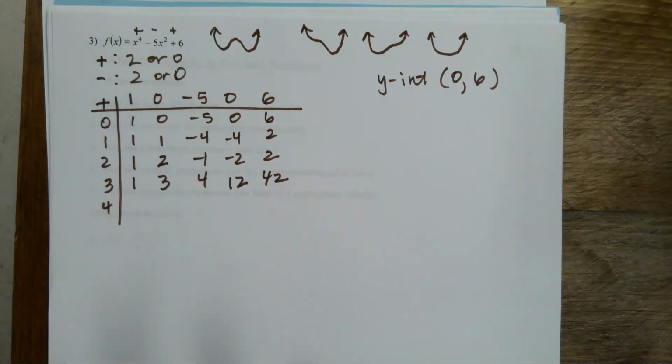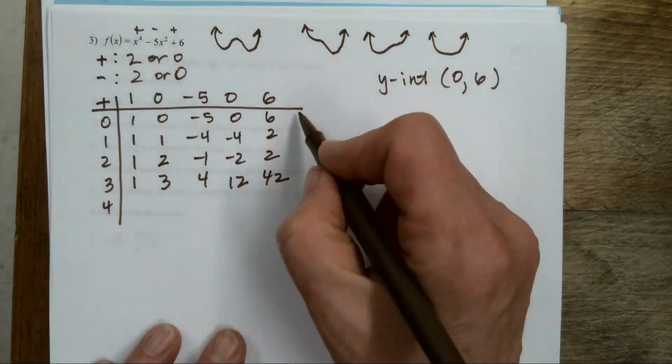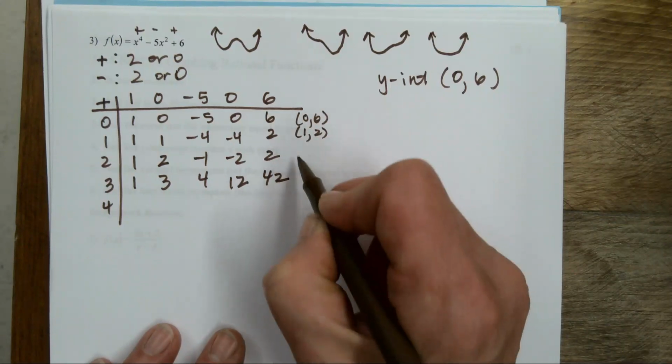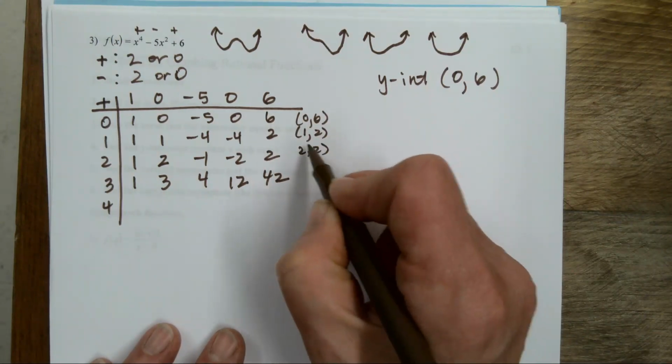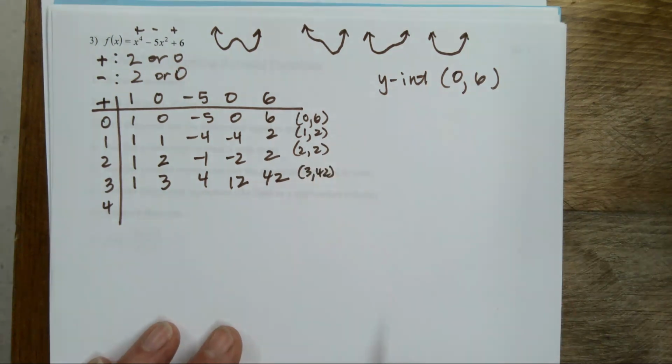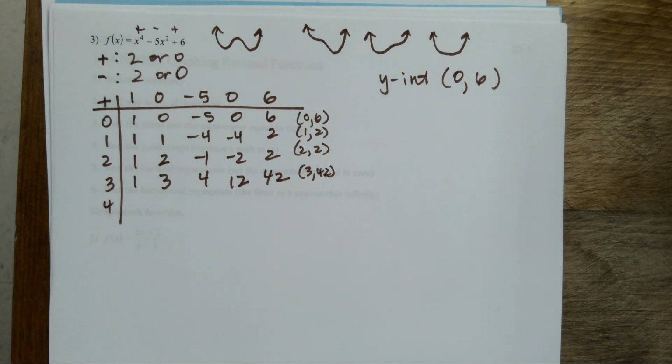Okay. So again, I just found some points here. 0, 6 is a point on the graph. 1, 2 is a point on the graph. 2, 2 is a point on the graph. And 3, 42 is a point on the graph, although I'm not even going to draw 3, 42 on the graph because it's way too high.